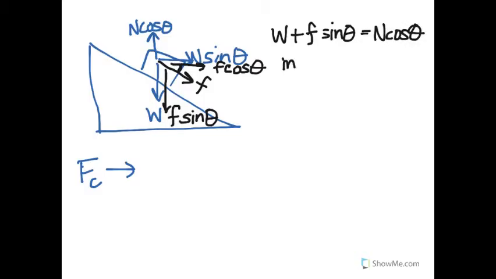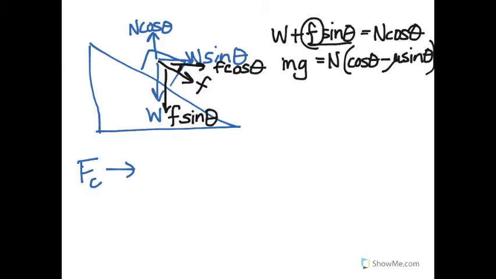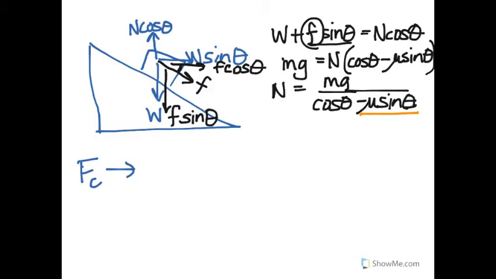And I'm going to replace some of these things, so I've got mg, and I'm going to move this to the other side, n, and I'm going to factor out an n here. I've got cosine minus mu sine. Basically, I just replaced f with mu n. So n is going to equal mg, and then I have cosine minus mu sine. So this should look pretty familiar to the no friction example with the addition of this piece. Because mg over cosine is what we got for the normal force before.